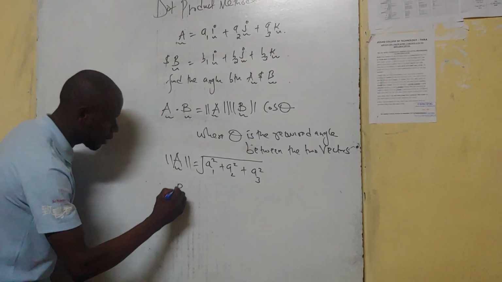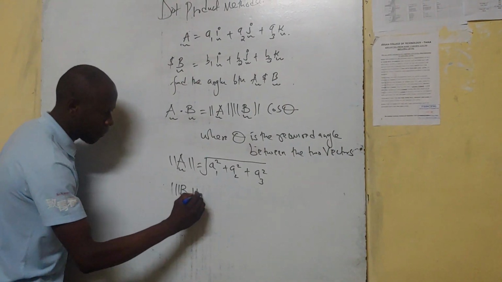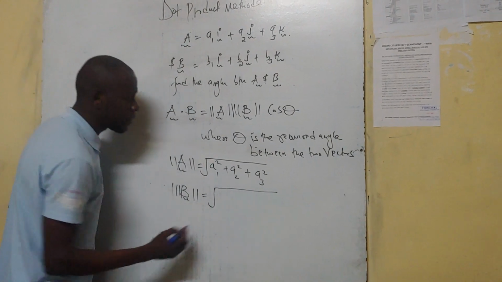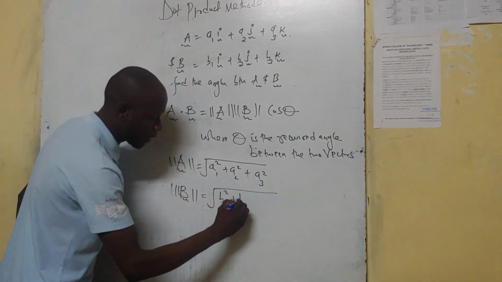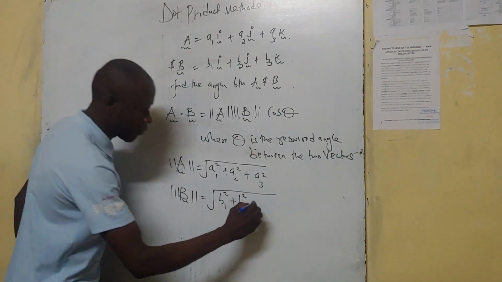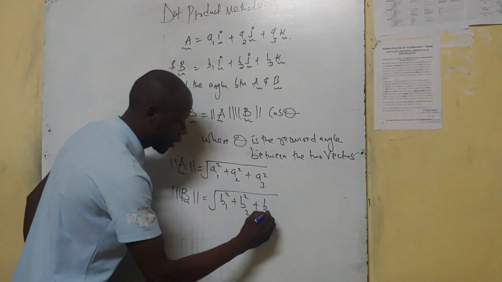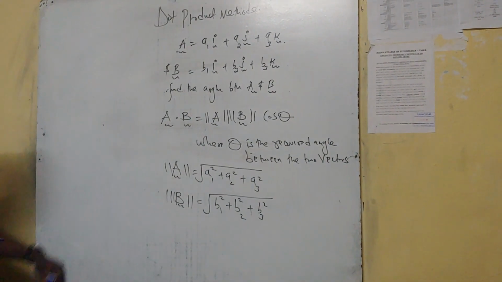Similarly, we can get the magnitude of vector B, which is given by the square root again of the component along i, which is B1, you square, then you add the component along j, which is B2 squared, then you add the component along k, which is B3 squared, then you get the square root. That is going to give you the magnitude of a vector.